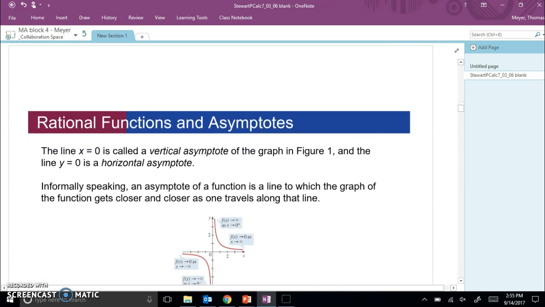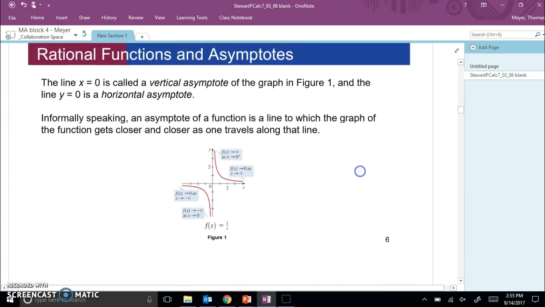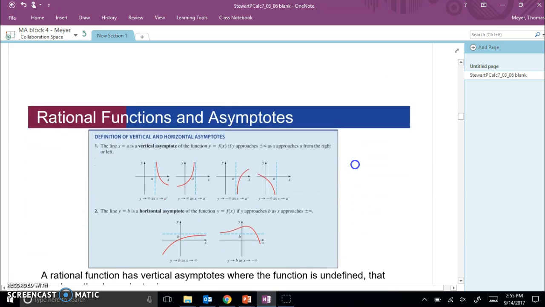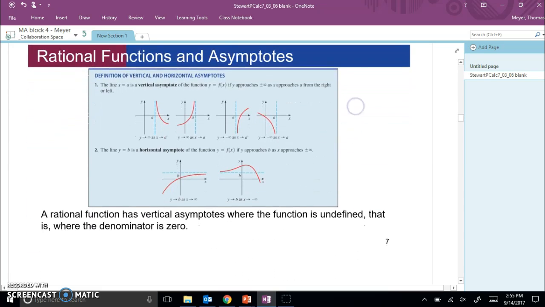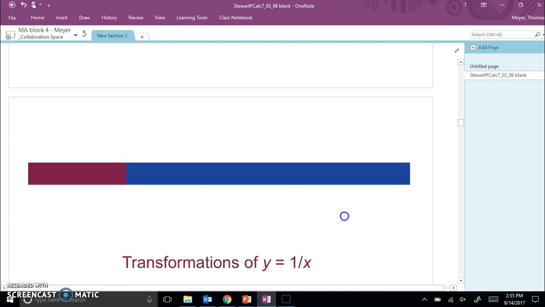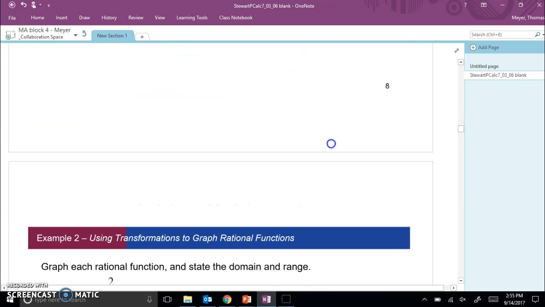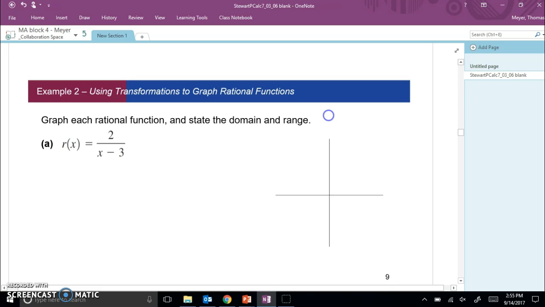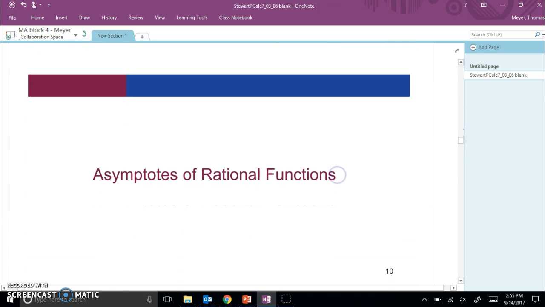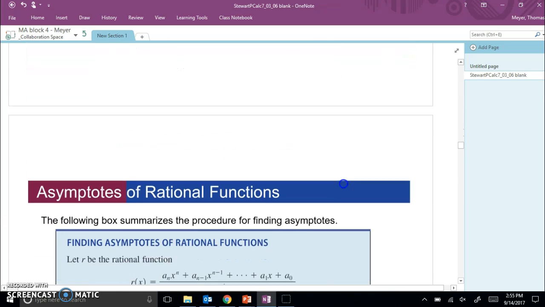So the next couple slides give you some details about how you can describe behavior of asymptotes, but our main objective in this course is going to be just to identify what the asymptotes actually are. So again, if you want to pause on this slide and look through any of it, go for it, but we're going to move on. We're also not going to worry about transformations of 1 over x. So we're going to move on to asymptotes.